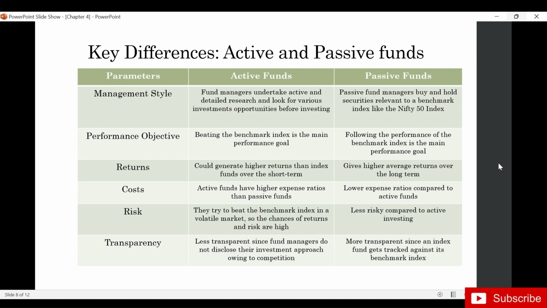Now, the next parameter is transparency. Active funds are less transparent because the active fund managers do not disclose their investment approach because of competition. Passive funds are more transparent because here an index fund is getting tracked against a benchmark index and we already know what approach is being followed.